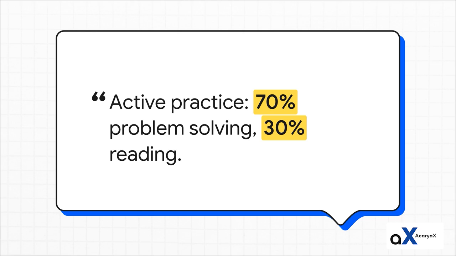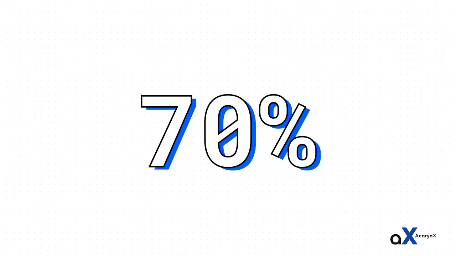This ratio is your guide. For every 10 hours you study, 7 of them should be spent with a pen in your hand, working through problems. I really want this number to sink in, 70%. Let that be the question you ask yourself every day. Am I actively practicing or am I just passively reading? How you answer that question is going to make all the difference.